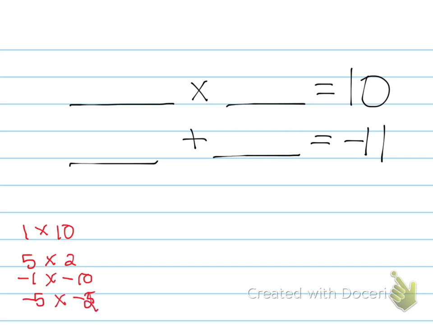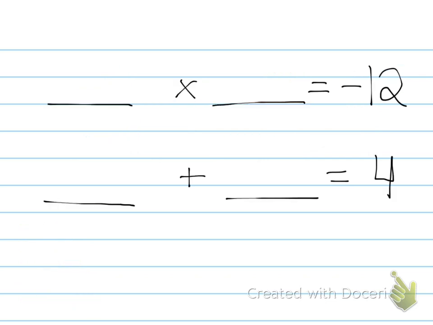All right, now let's go through our list and see what's going to add to equal -11. 1 plus 10. No, that gives me positive 11. 5 plus 2. No, that gives me 7. -1 plus -10. Yep, that will work. So -1 times -10 and -1 plus -10. Those are the two numbers that work.